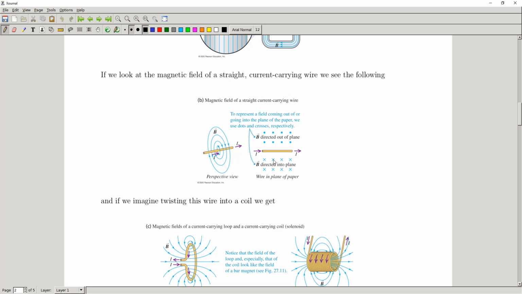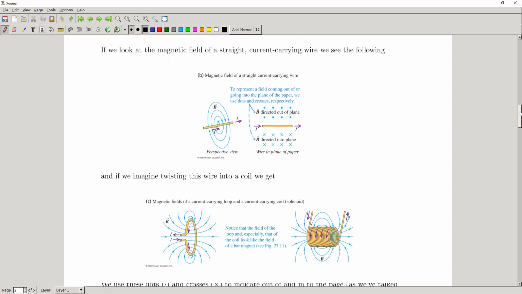Okay, so you can imagine again, you put your right hand backside down on the page. Your thumb points in the direction of the current, and you can see that the magnetic field lines would be curving upward and out of the page on the top, and then around and downward and into the page on the bottom. Okay, so that's what the configuration of the magnetic field around a current carrying wire is going to look like.